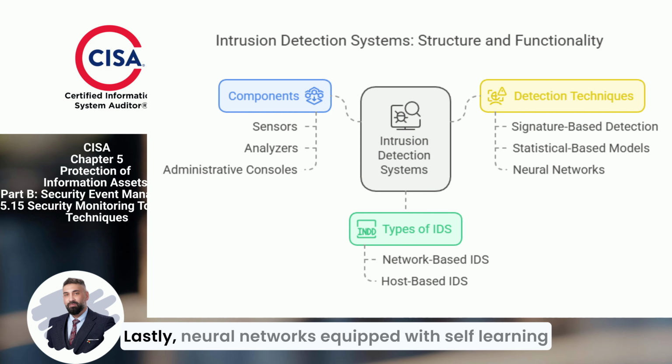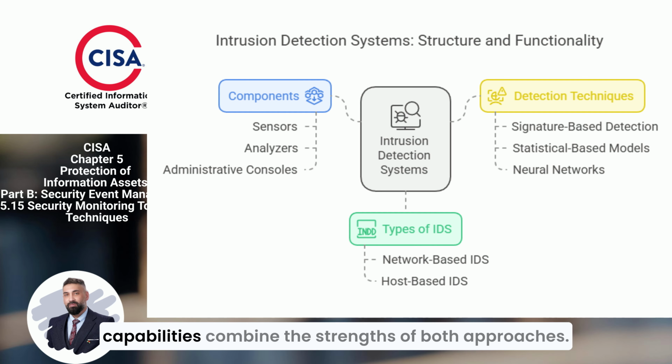3. Lastly, neural networks equipped with self-learning capabilities combine the strengths of both approaches. They observe network traffic patterns over time and use their experience to predict what's normal and what's not. While each method has its limitations, combining them provides a comprehensive defense. But let's not forget, even the best IDS isn't flawless.